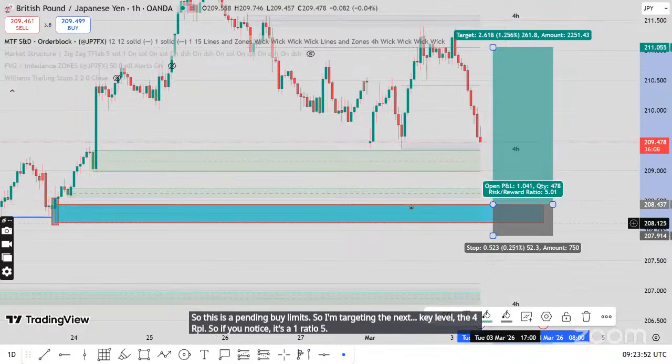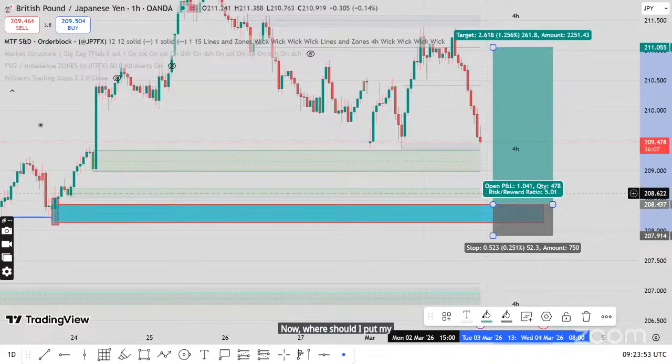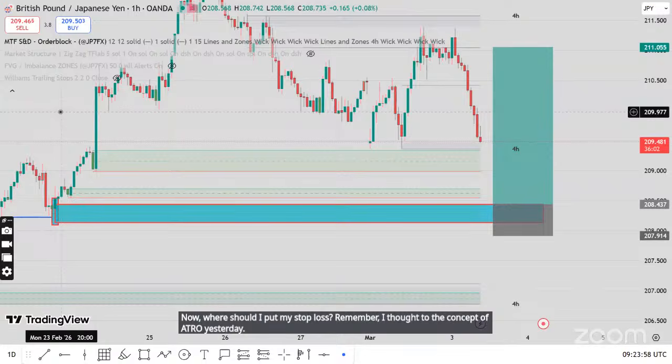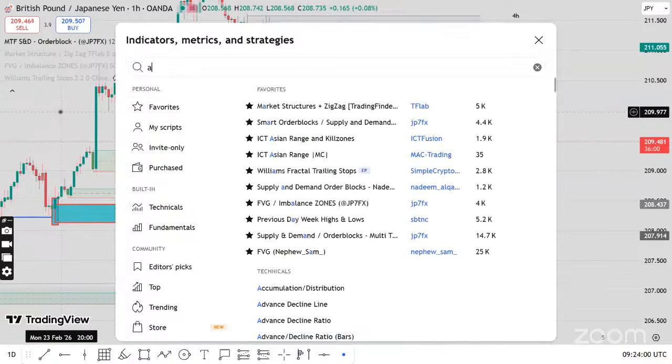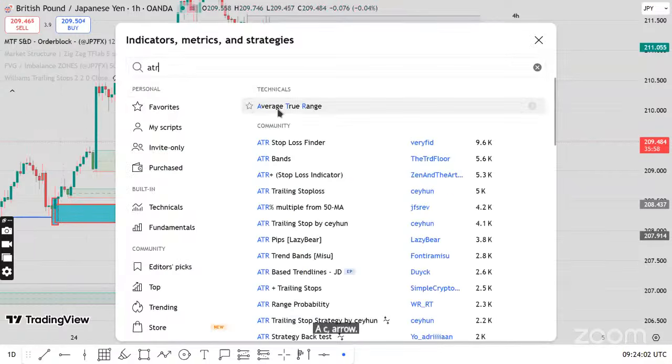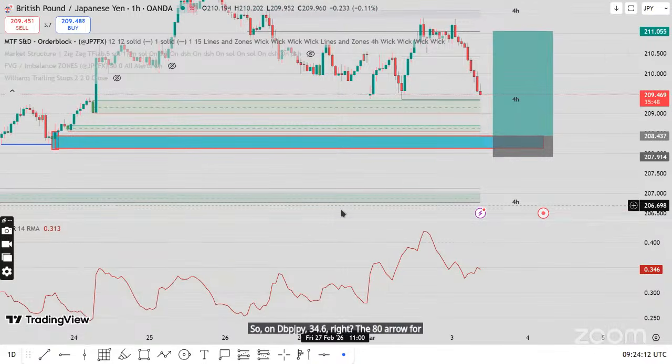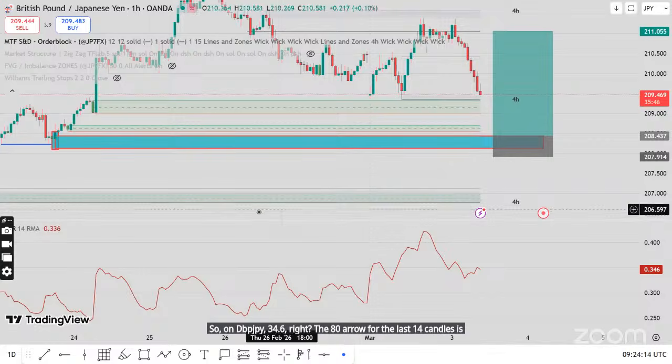Now, where should I put my stop loss? Remember, I taught you the concept of ATR yesterday. ATR. So on GBP/JPY, 34.6, right? The ATR for the last 14 candles is around 34.6 pips.